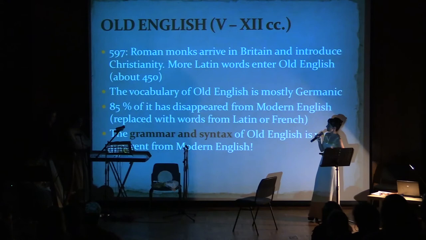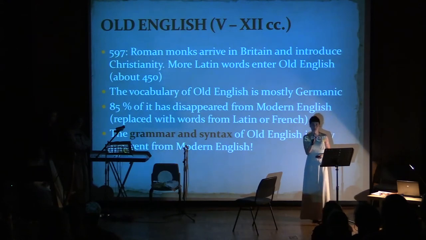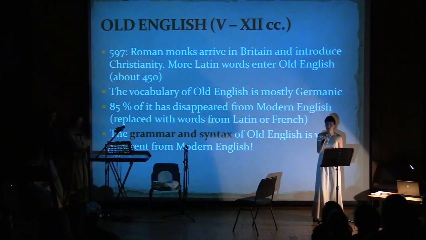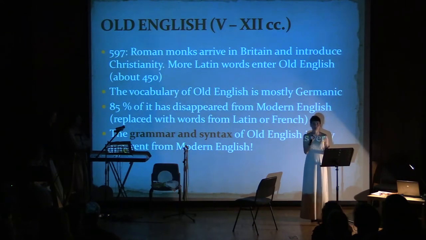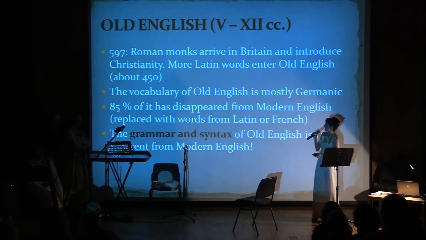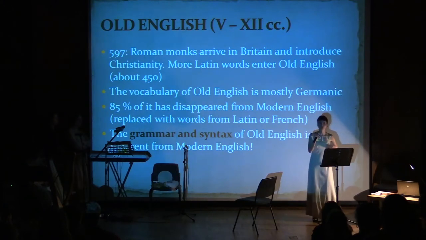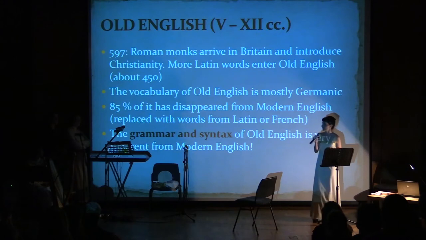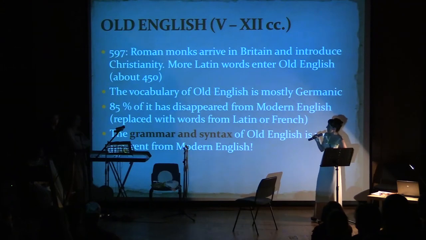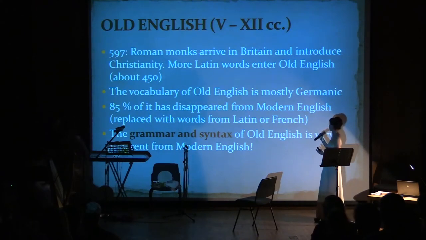Now, in about the 6th century, Romans come back to the British Isles, and this time the Roman monks arrive and they bring Christianity. And this was a very important benchmark in the development of the language because a lot of new words were introduced from the Latin language to Old English. Monks begin to build churches, cathedrals, they start teaching Latin and Greek. Interestingly, about 85% of Old English vocabulary has disappeared from Modern English. And of course, the grammar and syntax of Old English were very, very different.